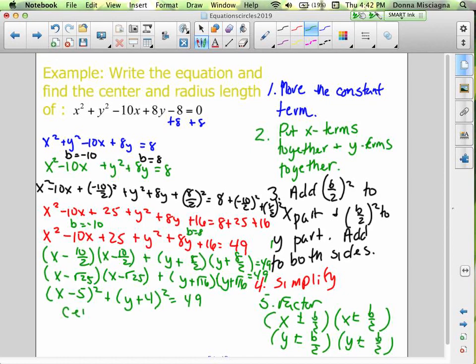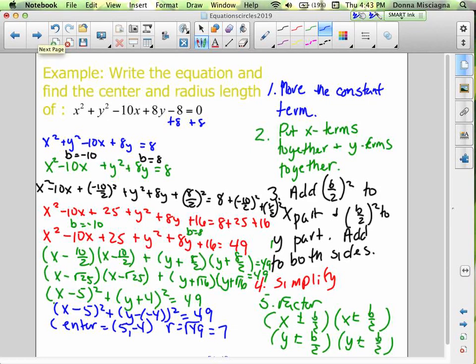So the center of the circle, actually let me rewrite that, just so you can remember that. I'll rewrite it in blue. So this would be x minus 5 squared, right? But remember the plus 4, that's y minus a negative 4 squared, because the negative goes with it. So the center equals 5, negative 4, and then the radius is the square root of 49, which is 7. So there we go. We found the center and the radius. And that's all there is to it.